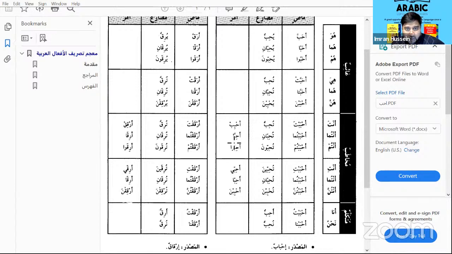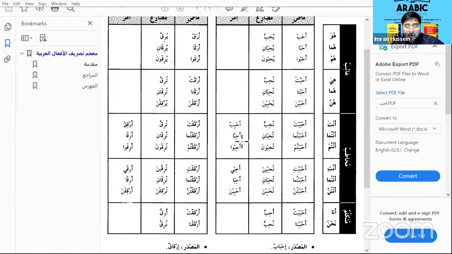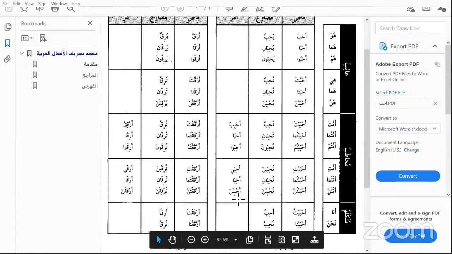Look at this one here. Remove the alif, you're left with ahibba. That's the singular. Ahibba, ahibba, ahibbu, ahibbi, ahibba. Can you see ahbib? Right. Ahbibna.